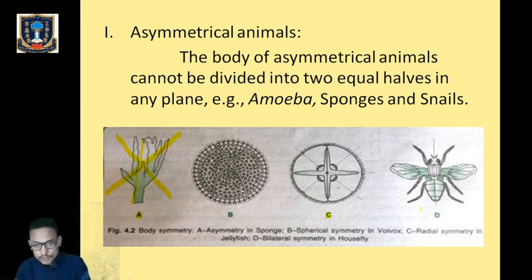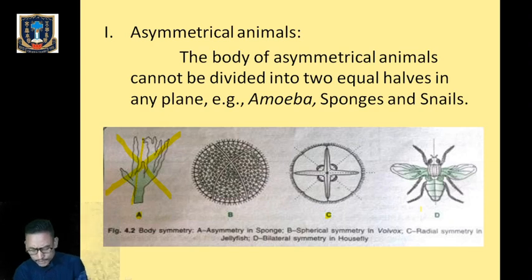When we go to figure C, which is radial symmetry, it means the animals have a cylindrical body with body parts arranged along the longitudinal axis, and their body can be divided into two equal halves by any number of planes passing through the center from top to bottom. That means animals showing radial symmetry can be divided into two equal halves by cutting from any plane or any direction from top to bottom.